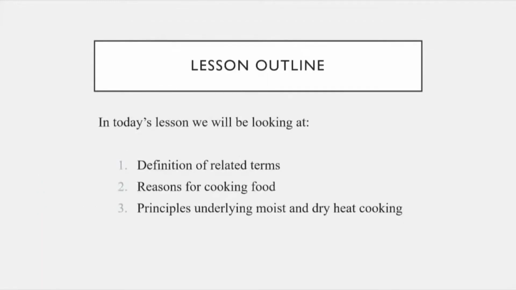And our outline, or subtopics, as we would say in school, is we're going to define related terms, we are going to look at reasons for cooking, and we are going to look at principles underlining moist and dry heat.